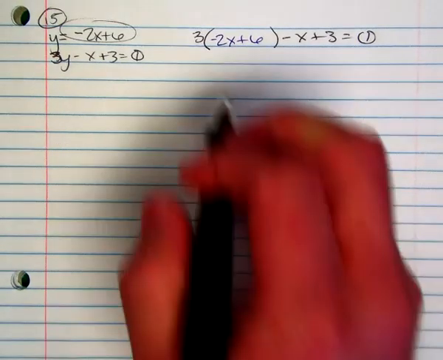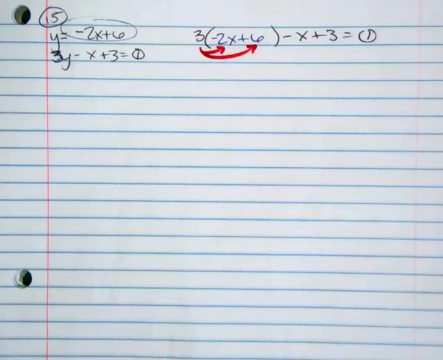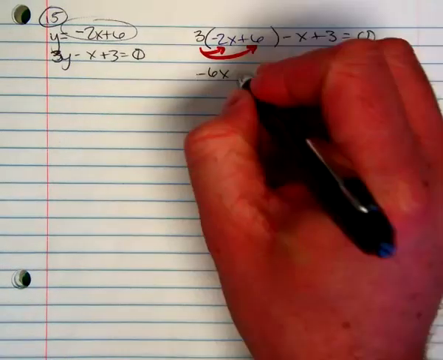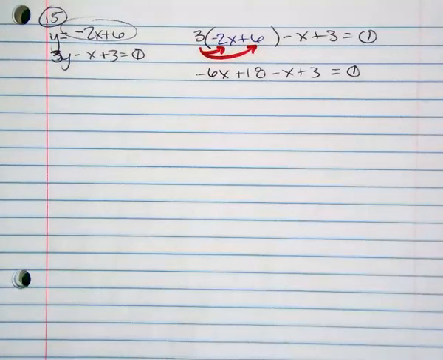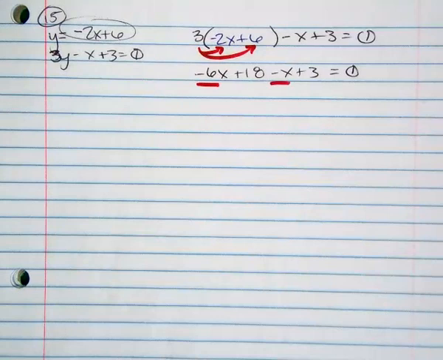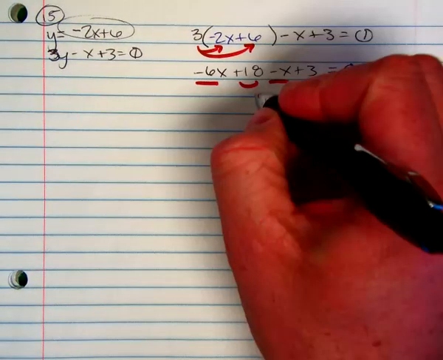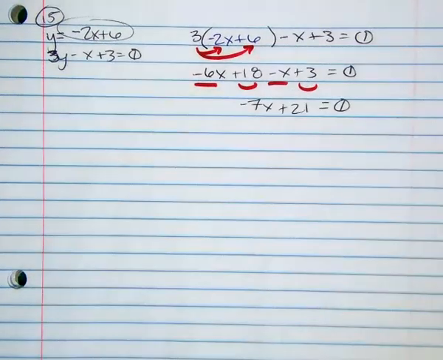So now that I've plugged this in, the next step is to distribute. We do have parentheses inside of an equation, which we should always think is distributive property. 3 times negative 2x is negative 6x. 3 times 6 is 18, and the rest of the equation stays exactly the same. I have some like terms. Negative 6x, negative 1x. Positive 18, positive 3, my constants. Negative 6 minus 1 gives me negative 7x. Positive 18 plus 3 is plus 21. That still equals 0.